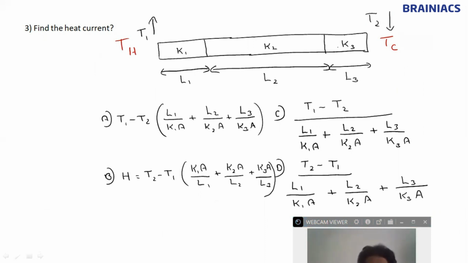Okay. So here, this resistance, if we consider this as resistances, then what about the combination? This is actually series combination, right? This is actually series combination. So what is the resistance here? If we consider thermal resistance, Ka by L, Ka by L is actually what?